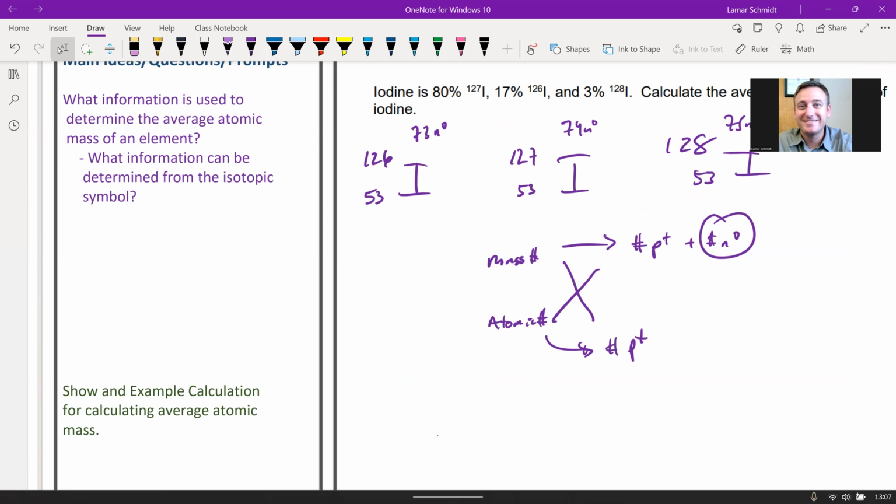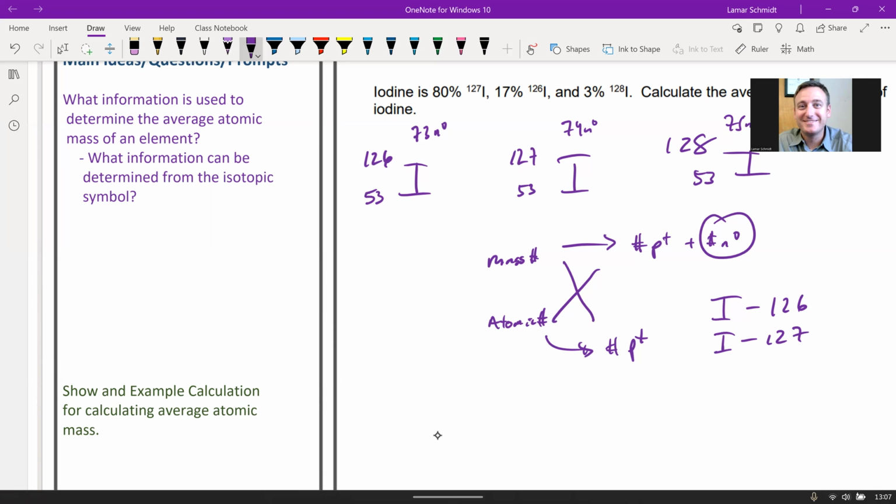Other ways that these are symbolized. It could be symbolized as I-126, I-127. Do you understand what that means? That's iodine with a mass number of 126, iodine with a mass number of 127. You see that? There's several ways that these are indicated. They're not super difficult to determine.